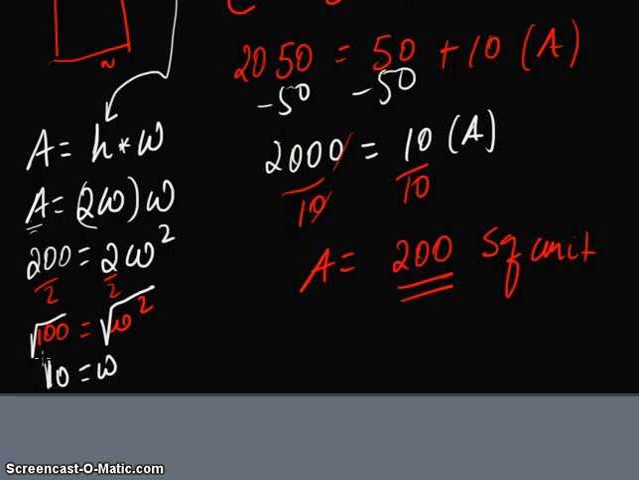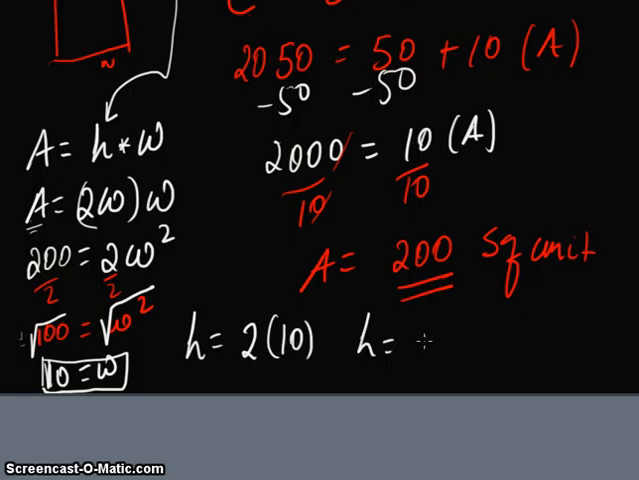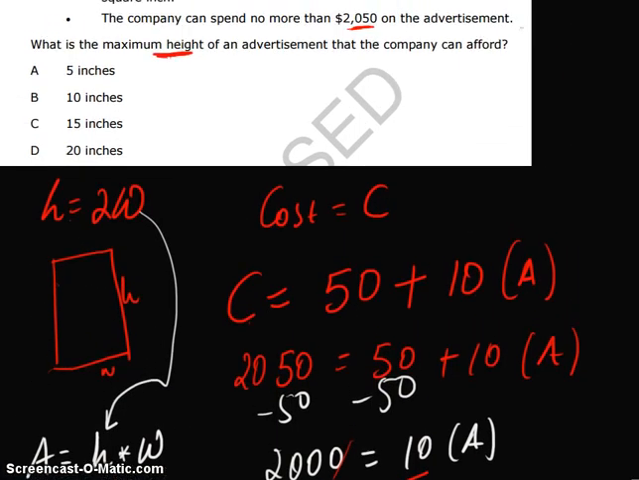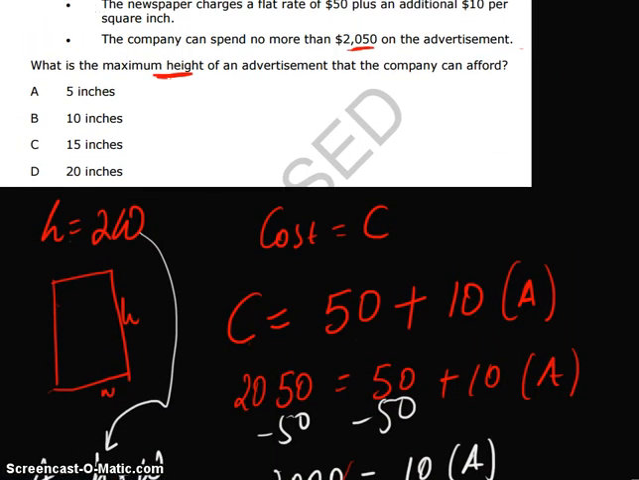Remember, since we're dealing with width and height, it cannot be negative, but when you take the square root you have to put plus or minus here. Now, since we know the width is 10, the height must be 2 times the width, which is 2 times 10, and that gives us 20. So the maximum height that they can afford based on their budget is 20 inches. Yes, the unit is inches. So this is how you do it.